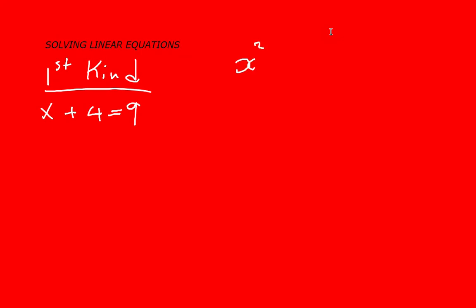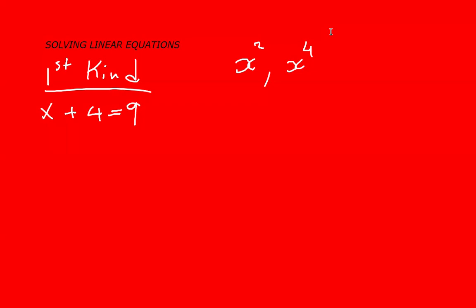For example, the first kind of linear equation is, say you have x plus 4 is equals to 9. That's a linear equation. Now, if you look at the variable, which is x, there's no exponent on it. What I mean by an exponent is a value up there, like x squared, or x raised to the power 4. These are exponents. So if the exponents are missing, then what you have is a linear equation.